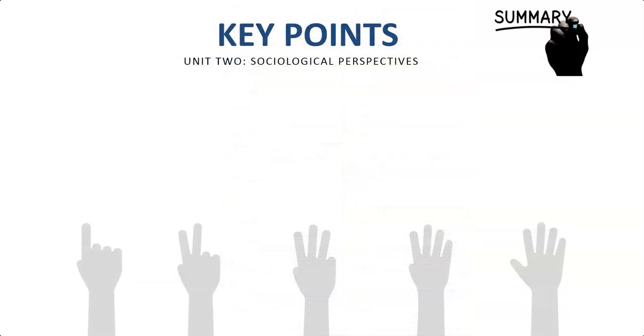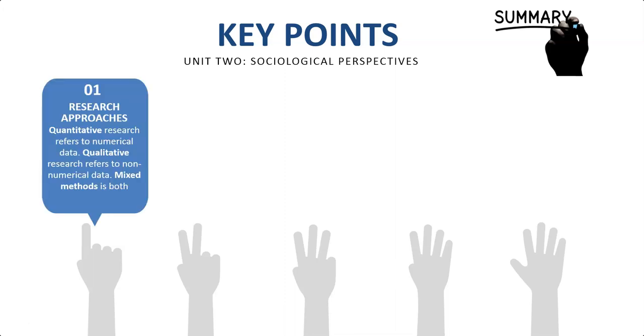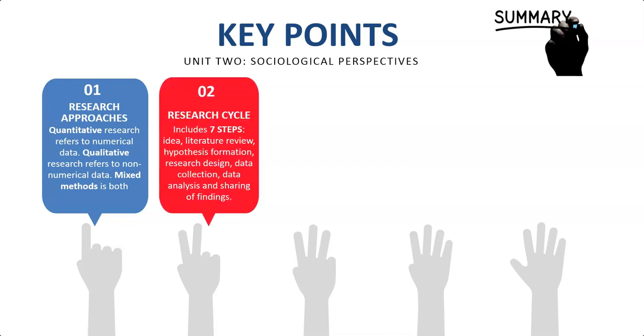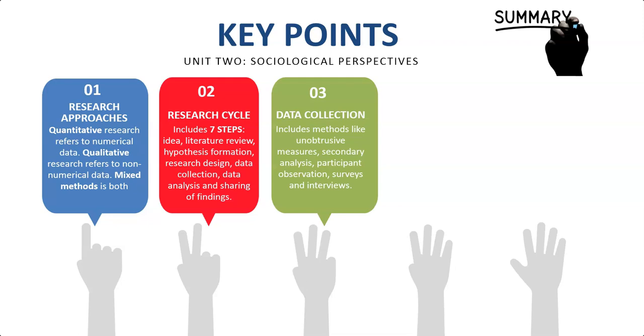So let's summarize the key points from Unit 2. We know that there are a variety of research approaches. Quantitative research refers to numerical data. Qualitative research refers to non-numerical data. Mixed methods is both. The research cycle includes 7 steps: your idea, your literature review, your hypothesis formation, research design, data collection, data analysis, and then sharing your findings.